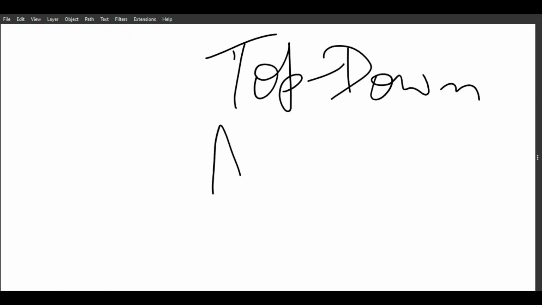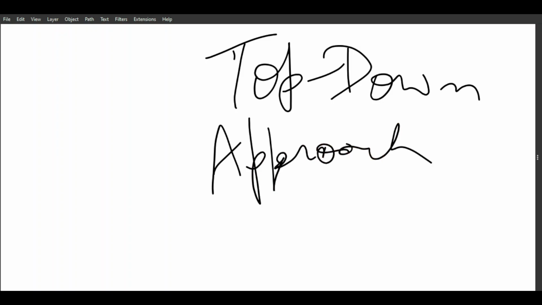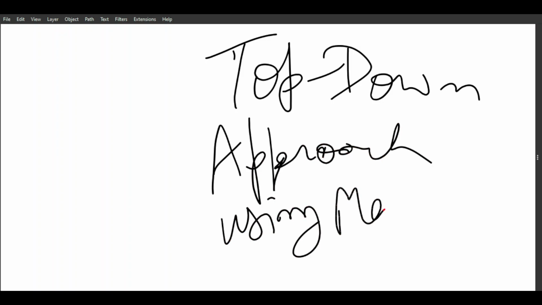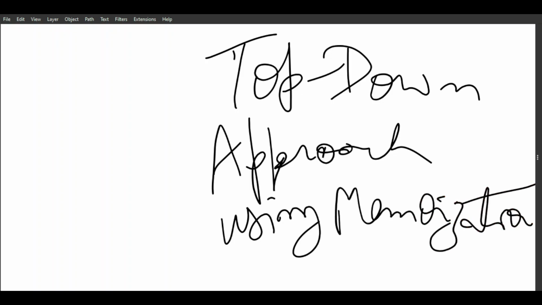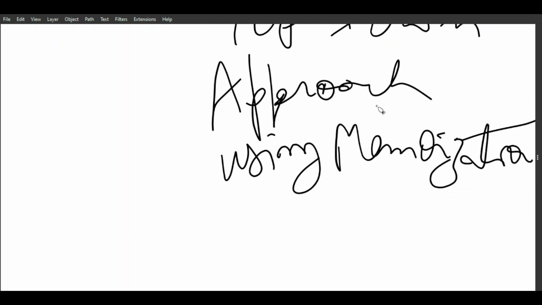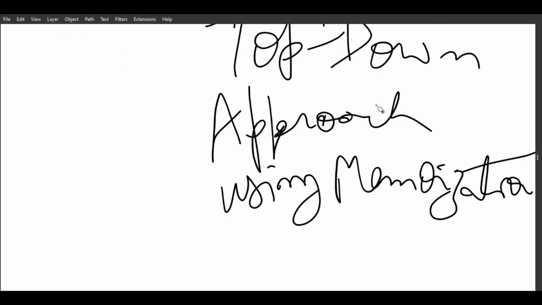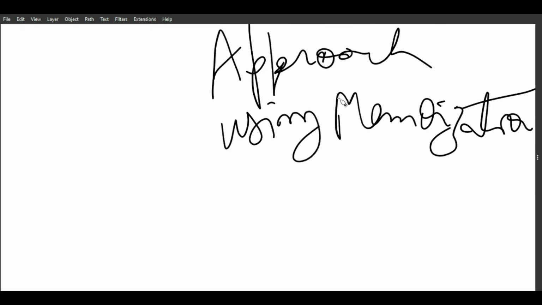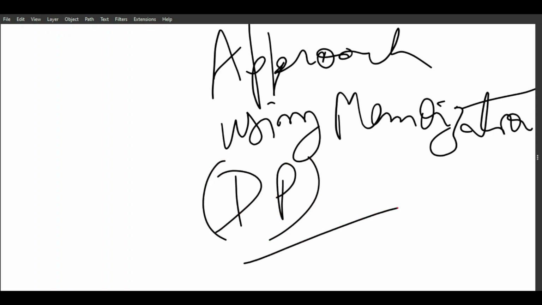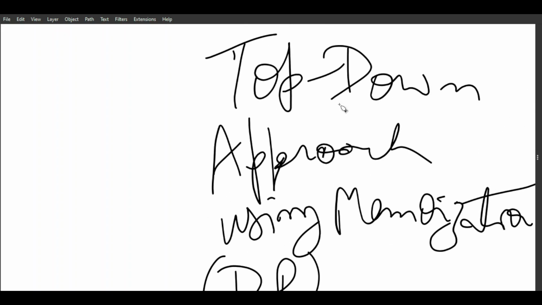So the first method is the top-down approach using memoization. Here we use the same recursive calls, but the difference is, and yes, this is the dynamic programming approach, that when we evaluate any subproblem for the first time, we store it in a global array and later reuse it. This is the idea, to avoid solving the same subproblem multiple times.